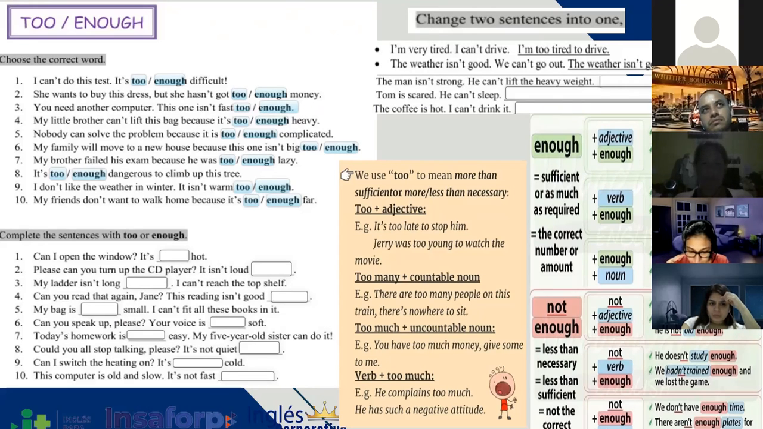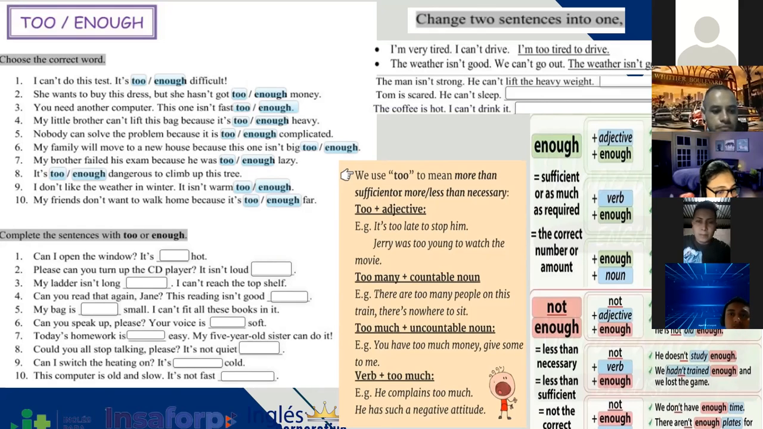Okay, in the negative form, there's also a part that is negative. Not enough. Can you read the definition right here? Equal, less than necessary, less than sufficient, and not the correct amount. Can you see the bottom part? I see until enough plates for. Can you read not the correct amount?